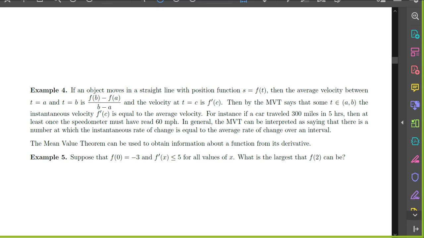equals the average velocity. So for instance, if a car travels 300 miles in 5 hours, then at least once the speedometer must have read exactly 60 miles per hour, right? Most likely you were going faster or slower most of the time, but at least once it was at exactly 60 miles per hour. In general, the mean value theorem can be interpreted as saying that there is a number at which the instantaneous rate of change is equal to the average rate of change for every interval. So the mean value theorem can be used to obtain information about a function from its derivative.